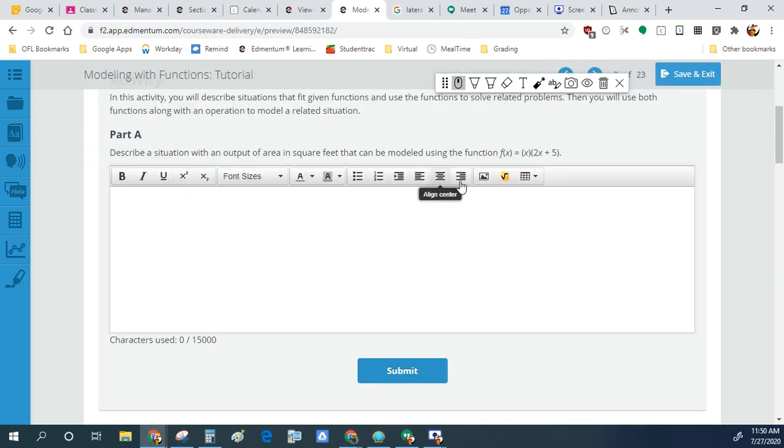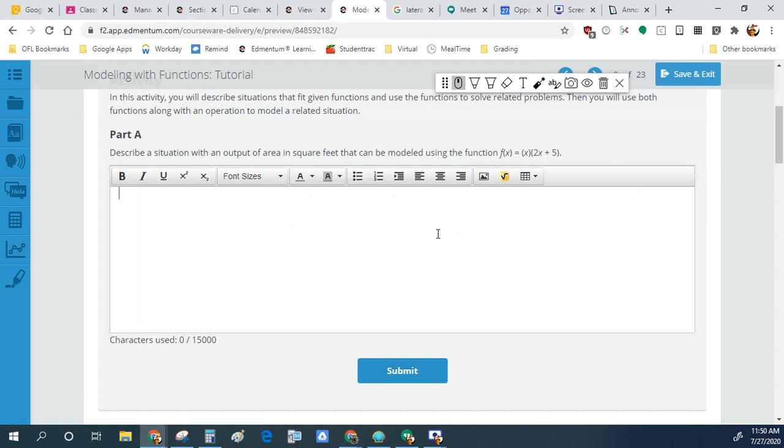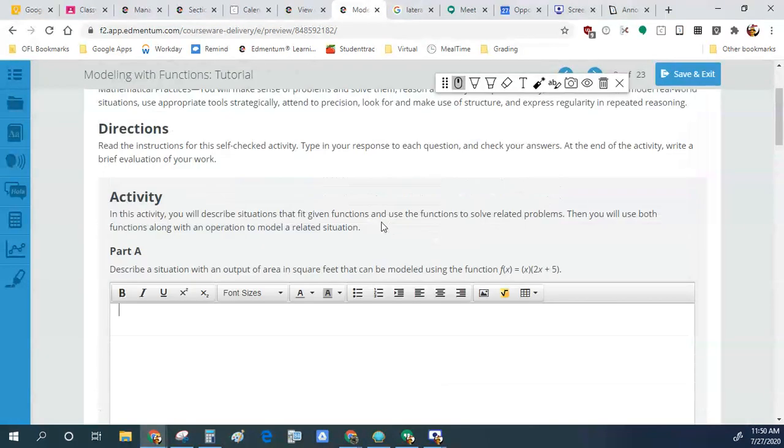But the point I was trying to make is you can take a picture with your cell phone. Let's say you're writing stuff down on paper, just take a picture with your cell phone and connect your cell phone to the computer, or I think you can even log into Edmentum from your cell phone. It just looks really weird.